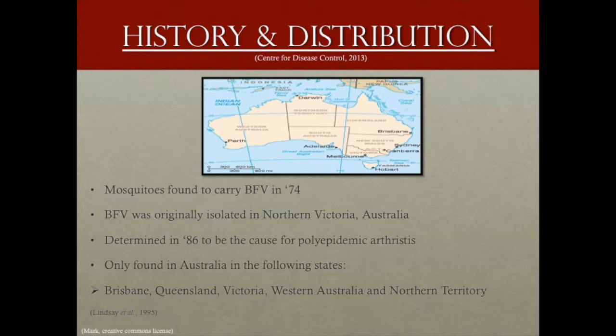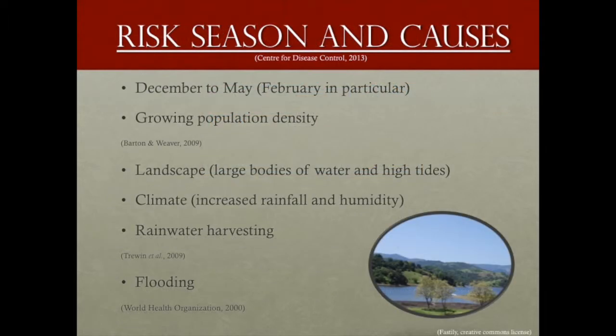Although the disease is typically found in eastern states, such as Brisbane, Queensland, and Victoria, it is beginning to emerge in Western Australia and Northern Territory. The main risk season to become infected with BFV is from December to May, with emphasis on the month of February, when the population of mosquitoes is highest.